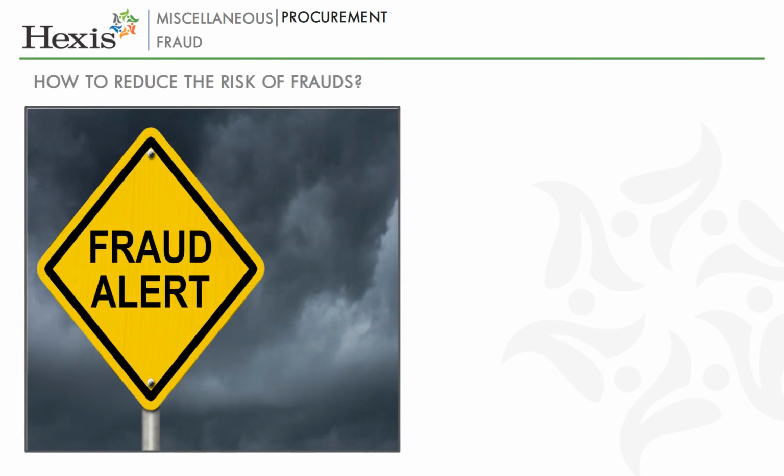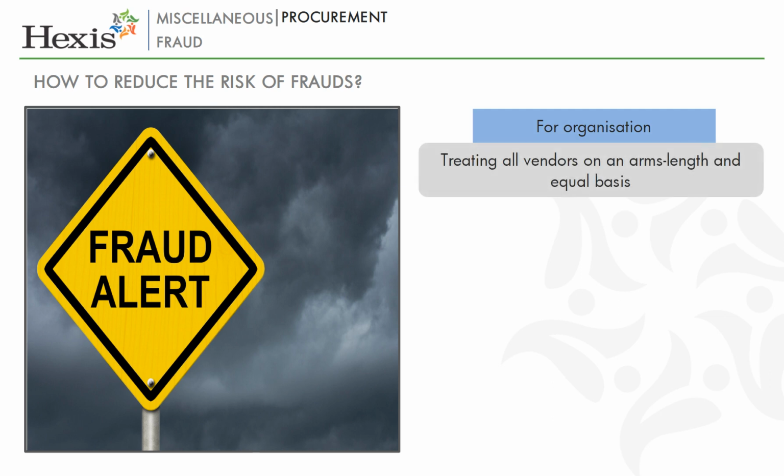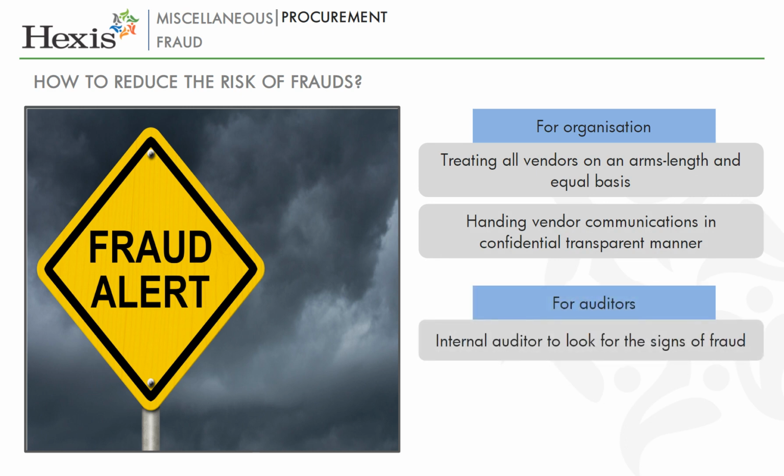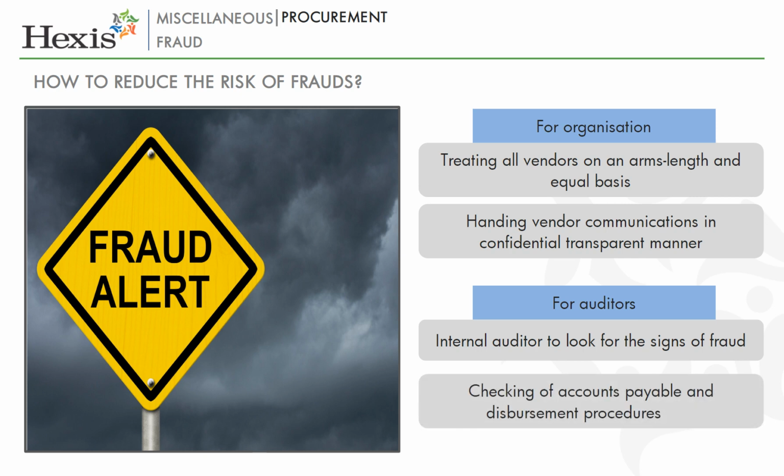To reduce the risks of anti-competitive fraud in procurement, an organization should treat all potential vendors on an arm's length and equal basis and receive and handle all vendor communications in a rigorous, confidential, and transparent manner. The internal auditor should look for any warning signs of fraud in correspondence between the organization and potential vendors. Auditors could also assess the appropriateness of accounts payable and disbursement procedures, the responsibilities for which should be segregated adequately from the procurement function.